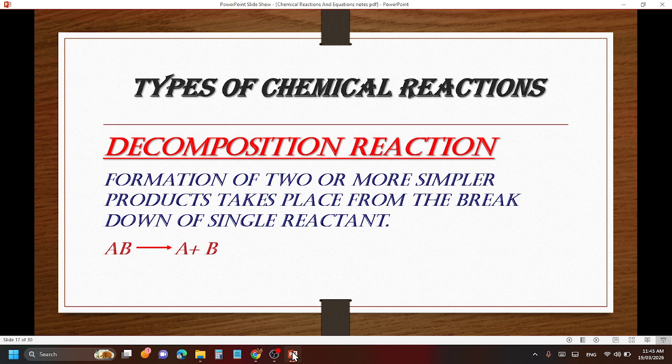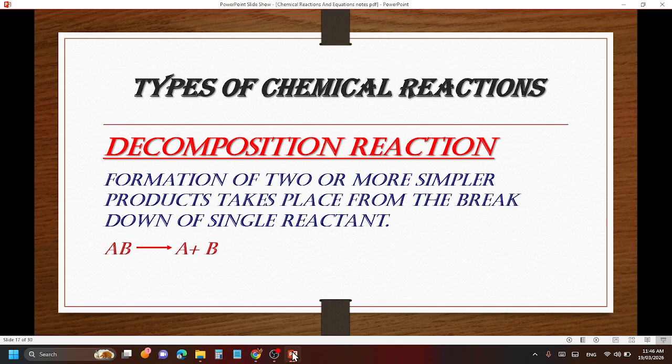When they both hear about IPL, they will each support a separate team. Then their fight starts, saying that RCB is better, and the other will say that CSK is better. Then the fight starts and they both get separated. That's it. Like AB gets separated into A plus B. That is a decomposition reaction.